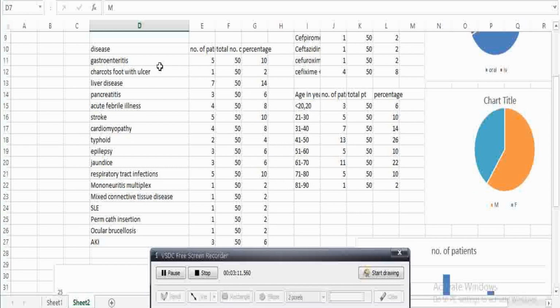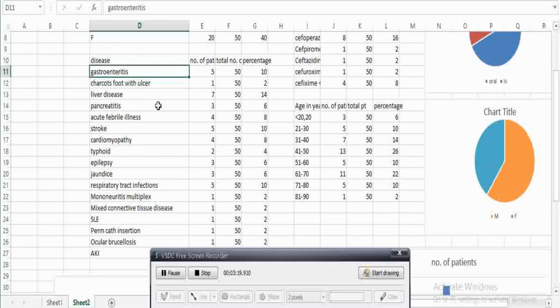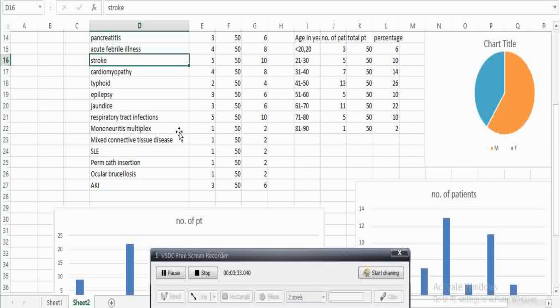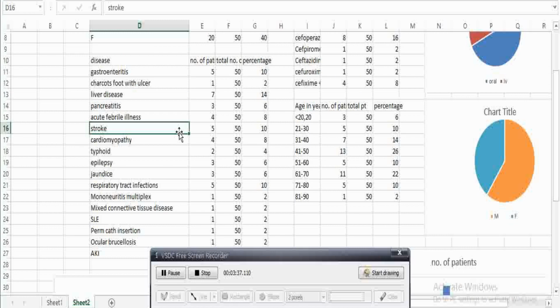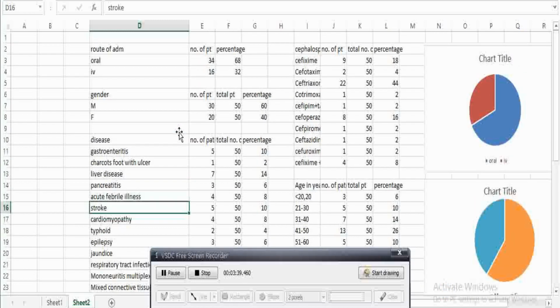Next, I did it disease wise also. Now you will also have to do the same regardless of which drug you use, okay? So disease wise, percentage, if we see, then the highest percentage was for liver disease, followed by stroke and gastroenteritis, followed by respiratory tract infection also, then cardiomyopathy, acute febrile illness, and then AKI and epilepsy, jaundice, like that, okay? Then I have categorized it disease wise.